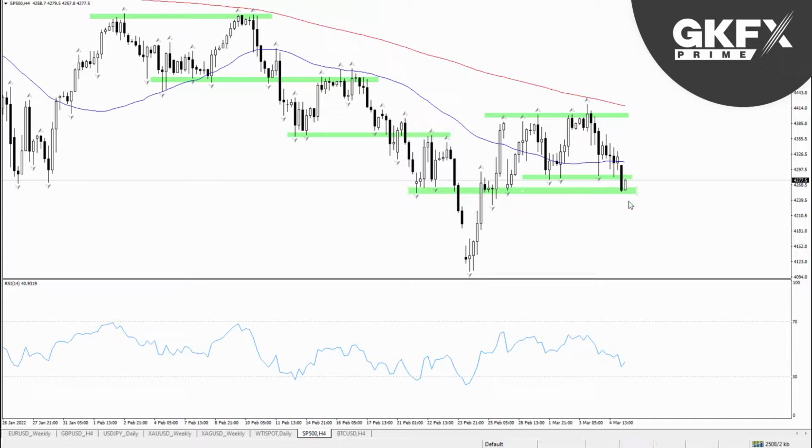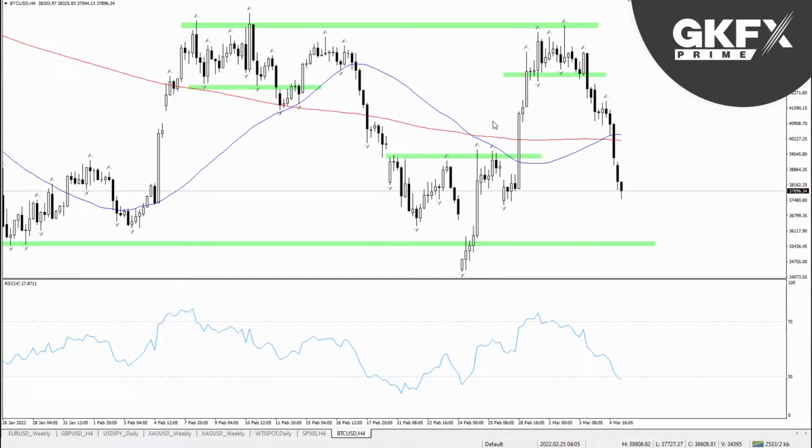So we could be on the verge of another sell-off in the SP 500, and based on what's happening in other indices, there's a good chance we are heading lower here. European indices did much worse last week, and Asian indices having a bit of a rough start to the new week.